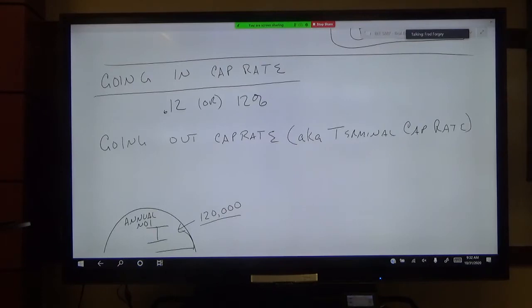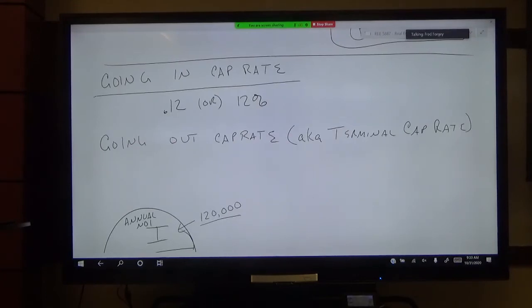You can also look at this going-in cap rate differently. If it's a property that's under construction, you would typically look at once it's available for occupancy, once it's been built and opens its doors, and you're stabilized, net operating income after the first year or whatever it might be. That is also going to be your going-in cap rate. Okay, everybody cool with that?